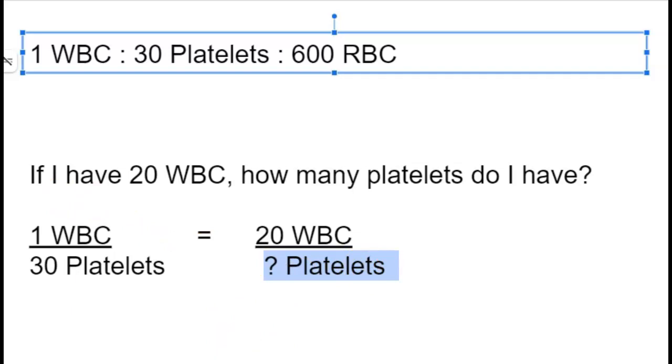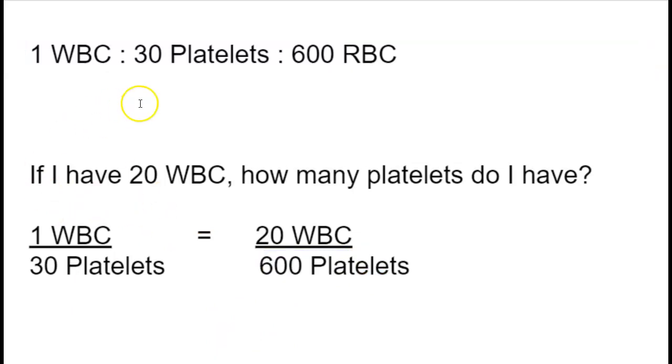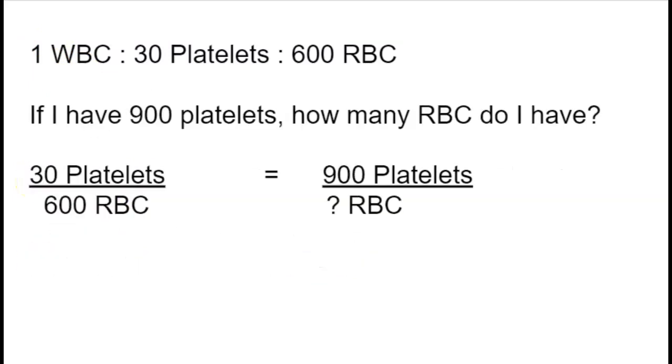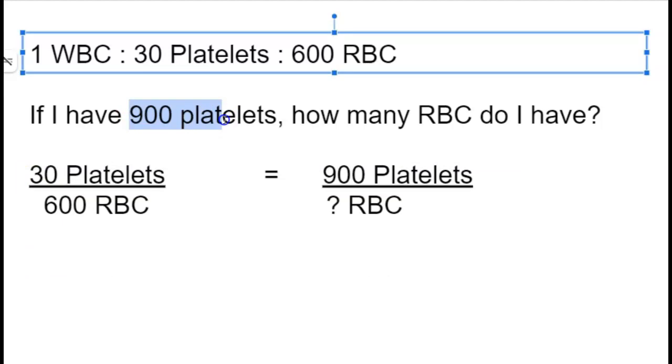If we do another practice problem, okay, here's another one. If I have 900 platelets, how many red blood cells do I have? Okay, so again, we're going to use my ratio. 30 platelets, I know that from my ratio up here, 30 platelets to 600 red blood cells. So I'm going to put that as a fraction. And then I'm going to set it equal to what I know. I know I have 900 platelets, but I don't know how many red blood cells I have.